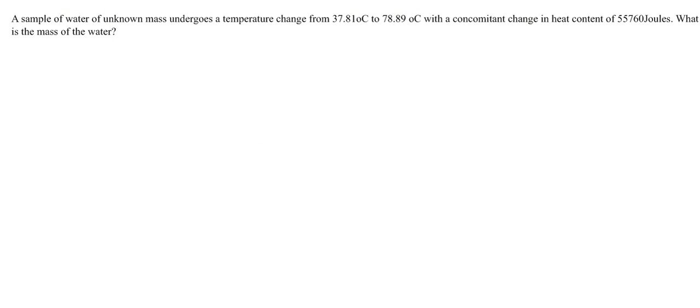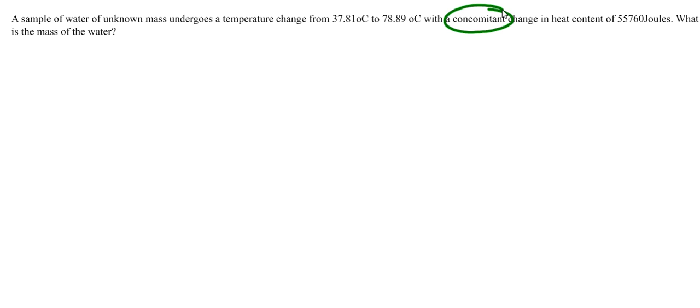All right, take a look at another one. We have a sample of water with an unknown mass undergoes temperature change from 37.81 to 78.98 degrees Celsius with a concomitant change in heat content of 55,760. Okay, this word right here just means accompanying. So there's an accompanying change with this temperature increase, and the heat change is going to be an increase in joules. So 55,760 joules is what's going in.